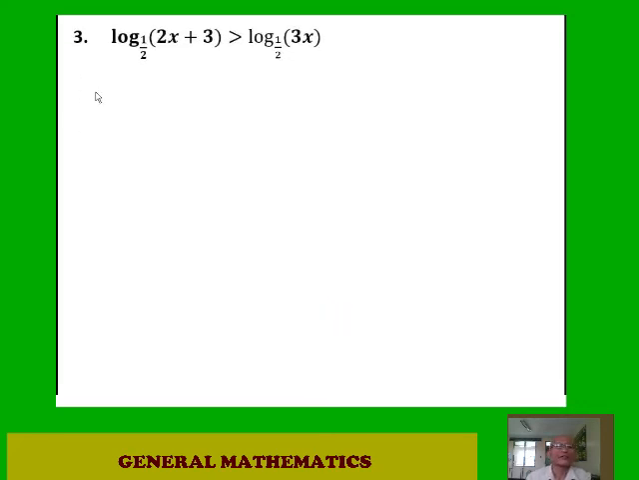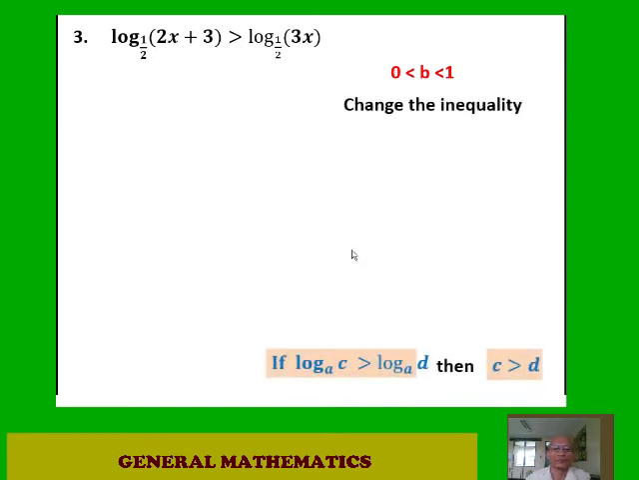Next, solve this inequality for x. Log of 2x plus 3 base 1 half greater than log 3x base 1 half. Since the base is 1 half, less than 1, between 0 and 1, we will change the inequality symbol. So this greater than becomes less than, omitting the log. The greater than becomes less than. So 2x plus 3 less than 3x. Then solve for x.